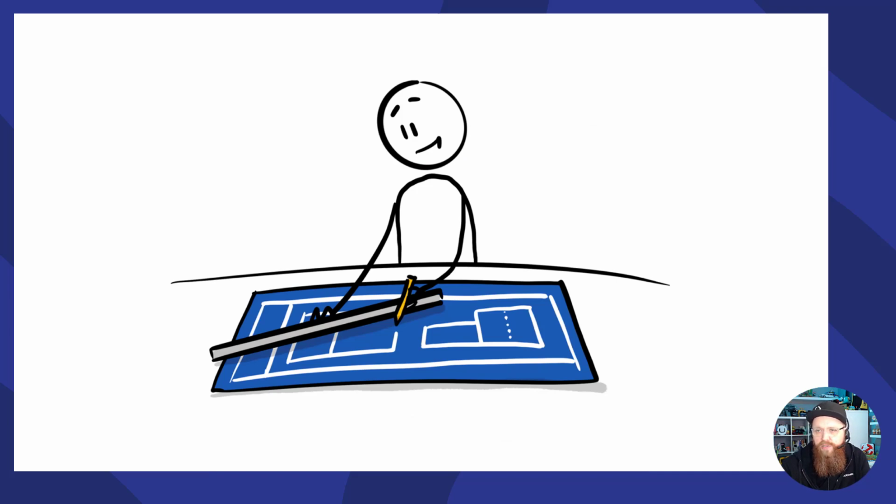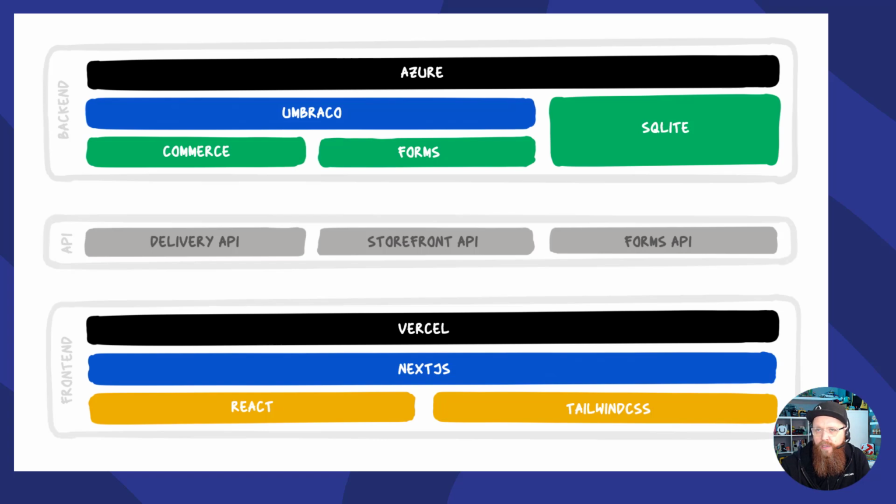So what's the architecture behind all of this? Because we're using APIs, we've got this nice kind of API sandwich. In the back end, we've got our Umbraco instance. We're hosting it on Azure. We've got Umbraco Commerce installed and Umbraco Forms. For this demo, we're just using SQLite to keep it really simple, but that'll probably be backed by a SQL Server database on a real life example.